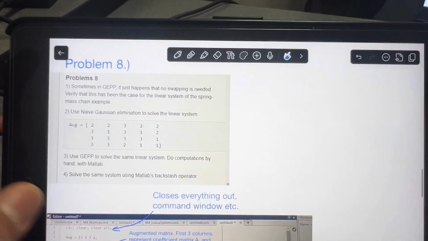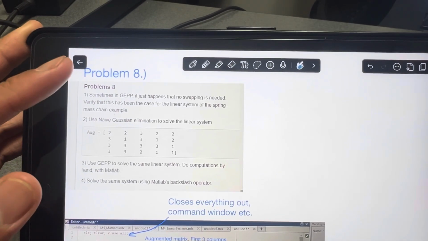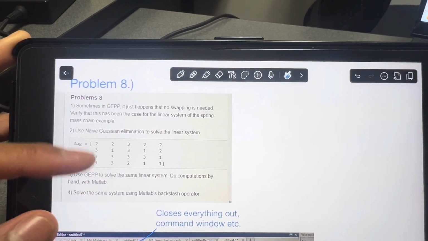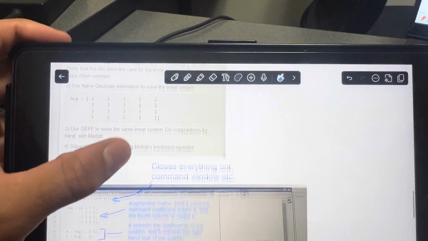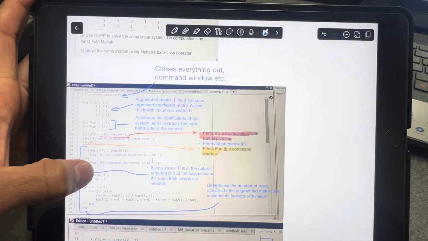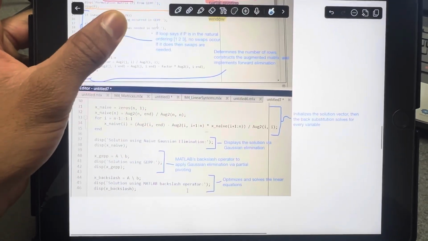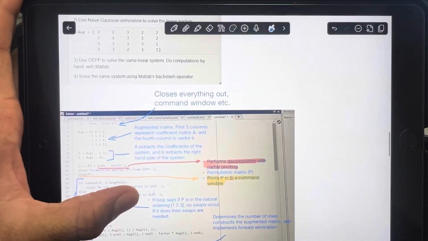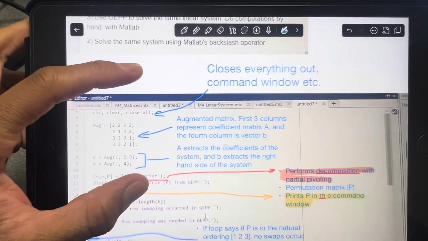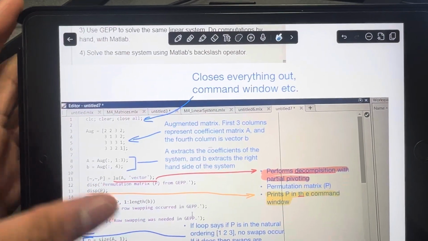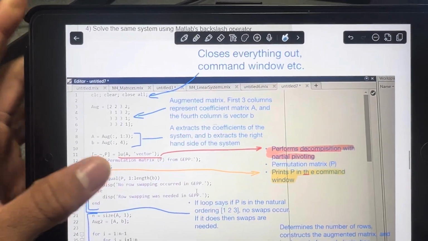Then problem 8, this is the problem statement. Once again, feel free to pause it to understand it further. And then this is my code for problem 8 right here, and it continues into here, and then I'll go ahead and explain this. Once again, clc, clear and close all, just close everything out, command window, etc.